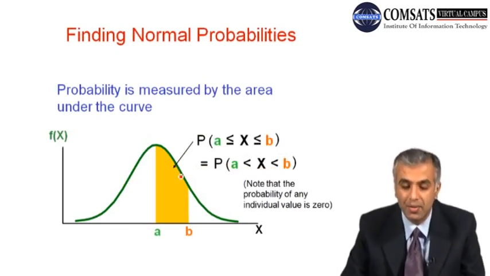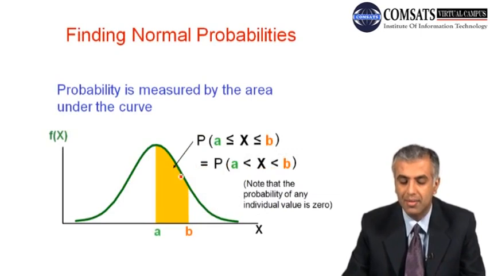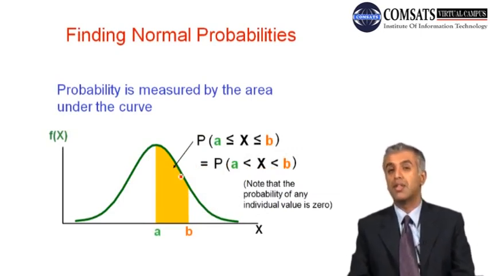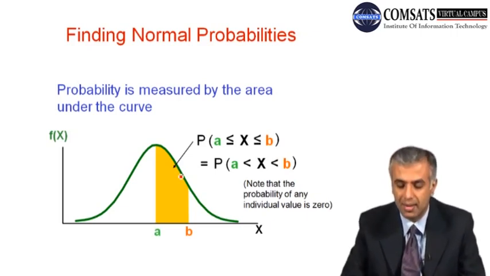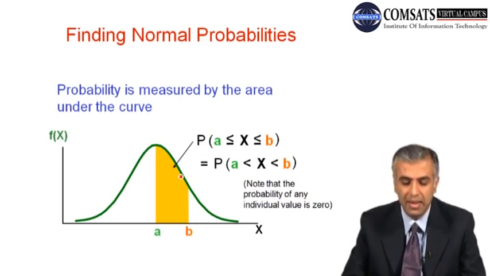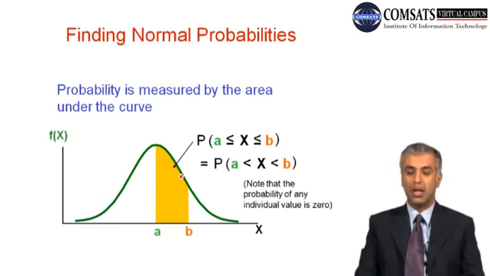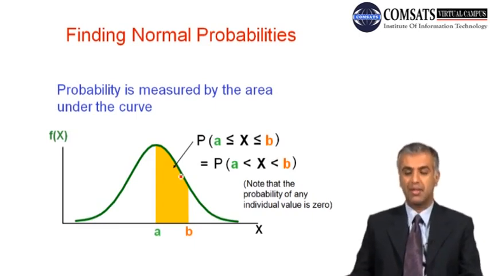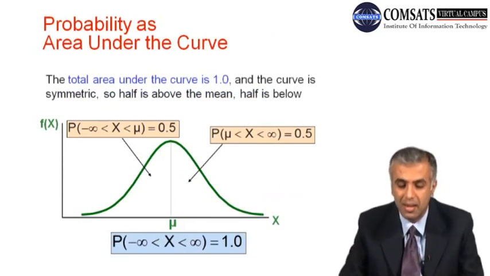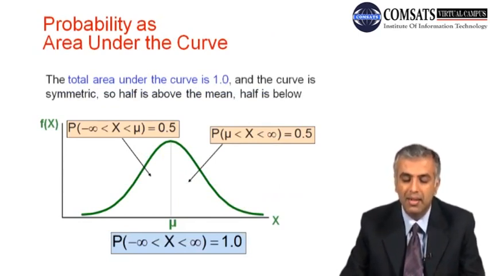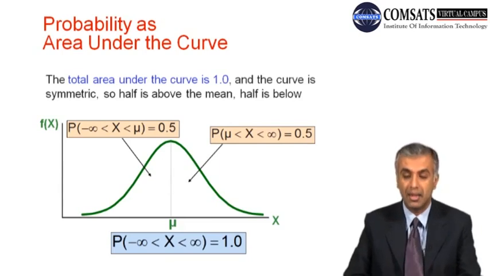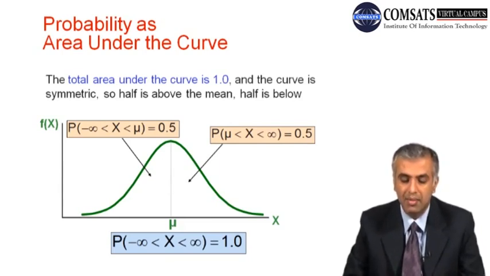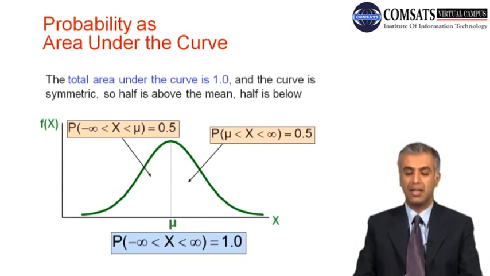Coming to finding these probabilities, the concept lies in the fact that the probability of a certain value is measured by calculating the area under the curve, and from there we can easily calculate the values required, which would give us the probability factor whether we should go ahead with this or not. So coming to the details, the total area under the curve is 1.0. Half of the area is above the mean and the other half is below the mean, the reason being that the curve is symmetrical.